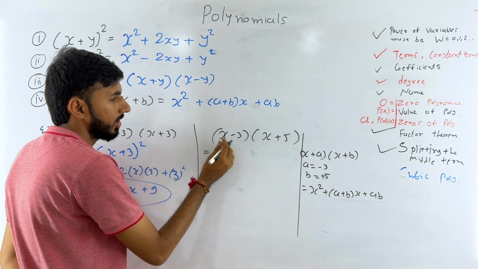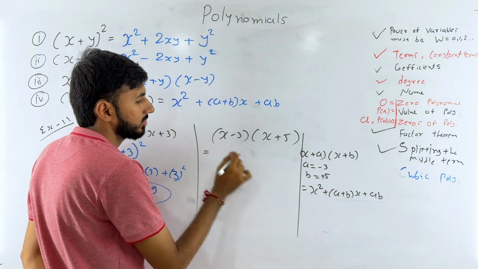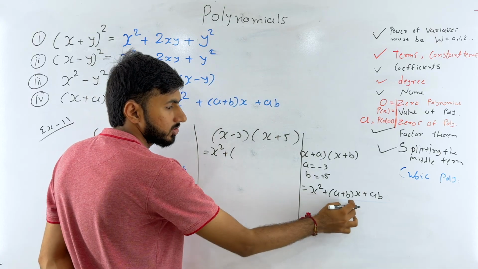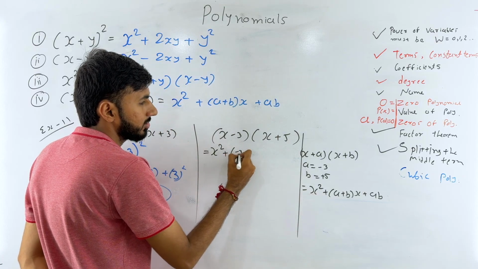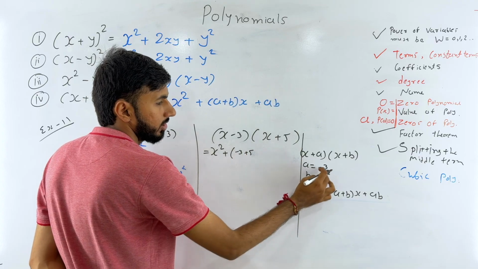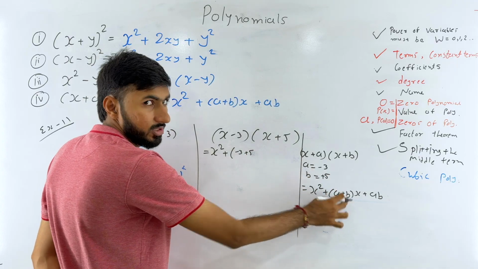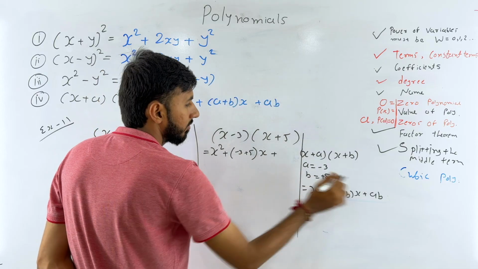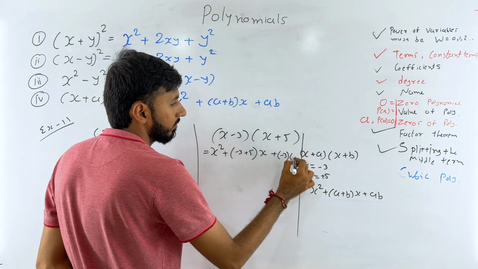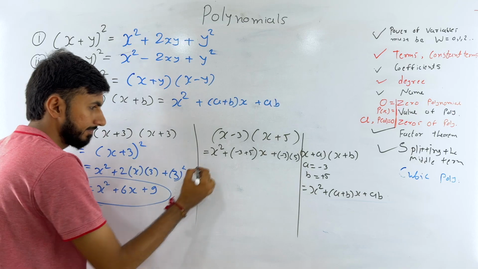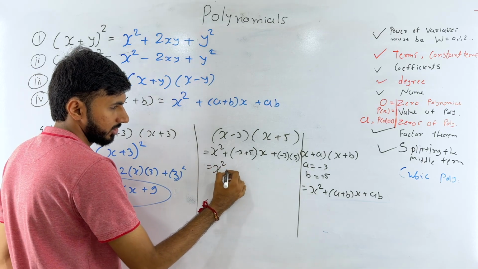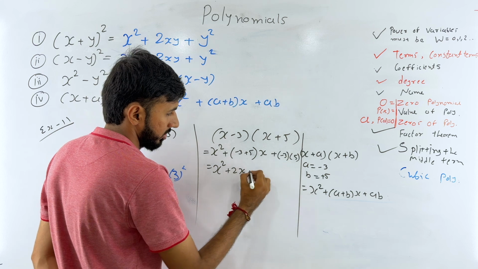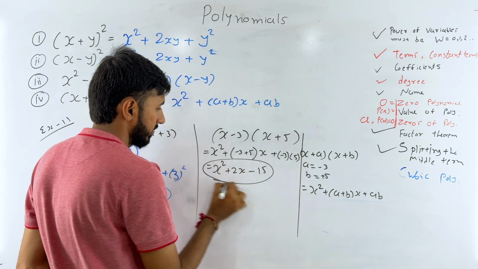Now I have to write this by using this identity. My first term will be x square only. My second term will be a plus b, that is minus 3 plus 5, right? A is equal to minus 3, b is equal to plus 5. So a plus b will be minus 3 plus 5 in bracket, and x here, plus a multiply b, that will be minus 3 multiply plus 5, right? My answer will be x square plus, minus 3 plus 5, that is plus 2x, and it will be minus 15. This is my answer.